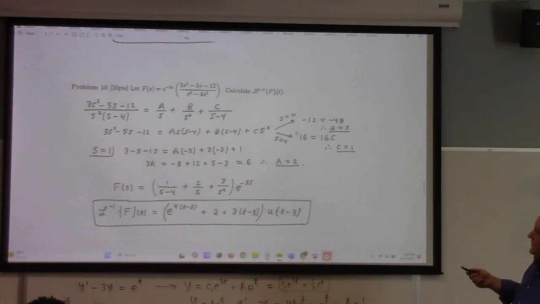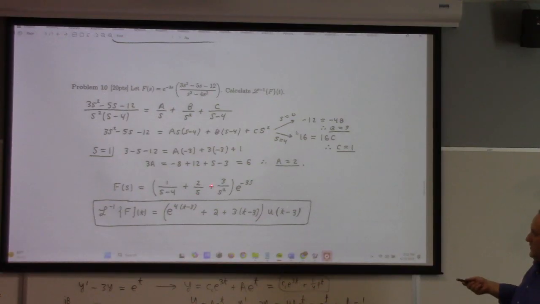So here I'm asking you to find the inverse transform of this. First order of business is to factor the denominator, namely s squared times (s - 4). That gives us this partial fractions decomposition, which works out to a = 2, b = 3, c = 1 when you do the math, which brings us to this. And then we use the theorem. So the inverse transform of 1 over (s - 4) is e^(4t).